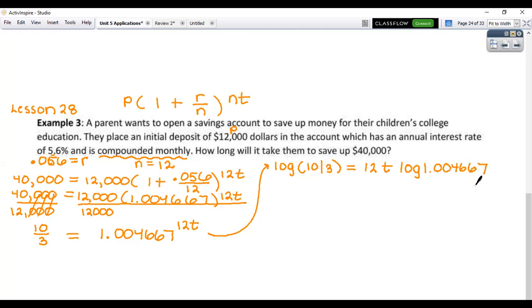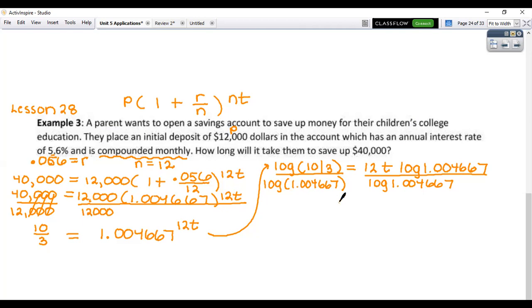And now you've done the hard work. So you can finish from here. The log of this decimal is just a value. So I'm going to divide that over. So I'm going to divide by the log of 1.004667. And then this is going to be equivalent to 12 times t. So divide by the log of 1.004667. And at this point, if you want to type that in, that's okay, because you're almost done.